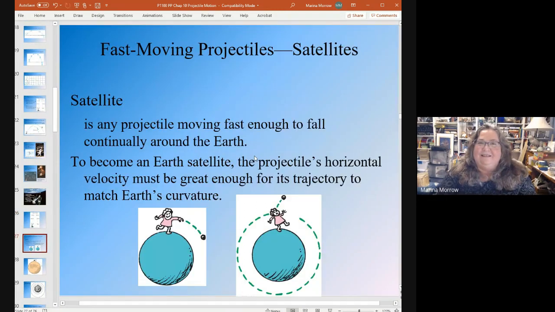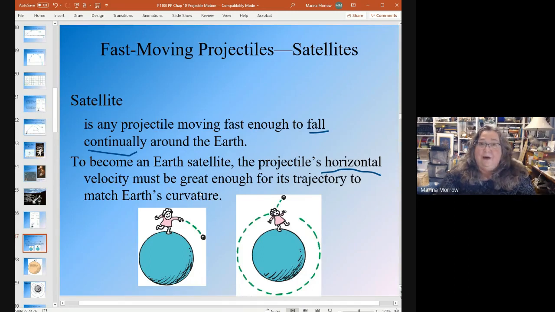Okay, now let's look at satellites. When you've got something in orbit, that's what we call a satellite. It's moving fast enough to fall continually around the Earth. Remember the idea of astronauts floating around in the International Space Station. I said, yes, they have forces on them, but the forces help to keep them in orbit. They are satellites of Earth, but they have to have horizontal velocity or they are going to fall down to the Earth.